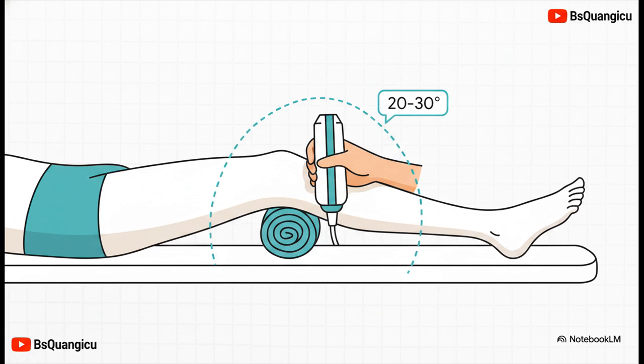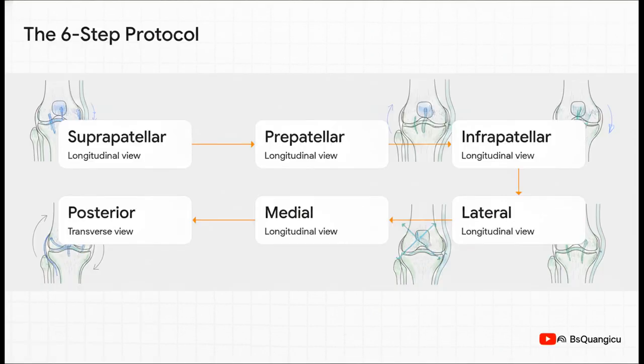And hey, here is a vital tip. Make sure the knee is slightly flexed, just about 20 to 30 degrees. Actually, popping a rolled-up towel under the knee helps a lot. This slight flexion perfectly tightens the extensor tendons, making them way easier to evaluate and seriously cutting down on imaging artifacts.